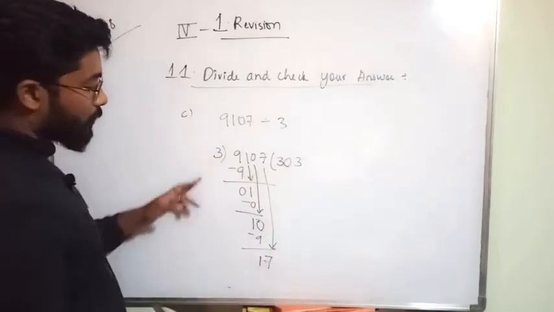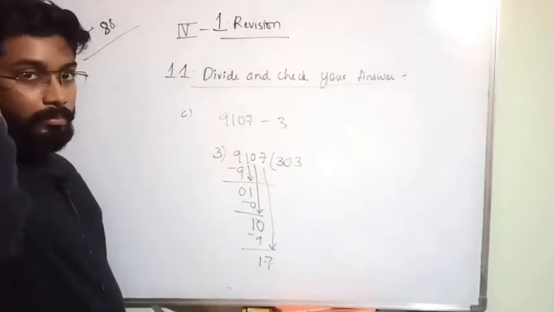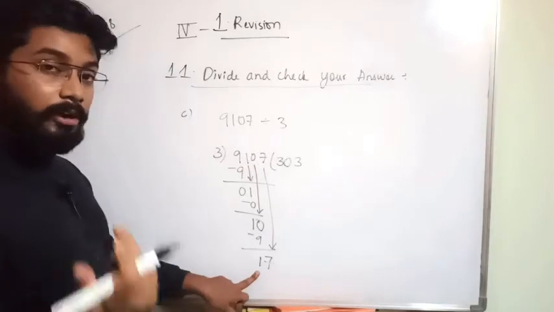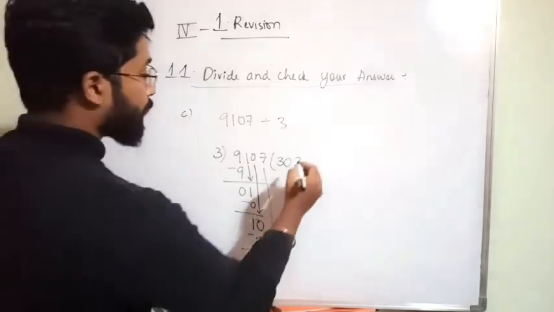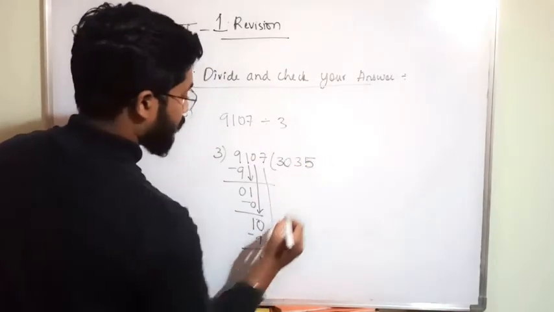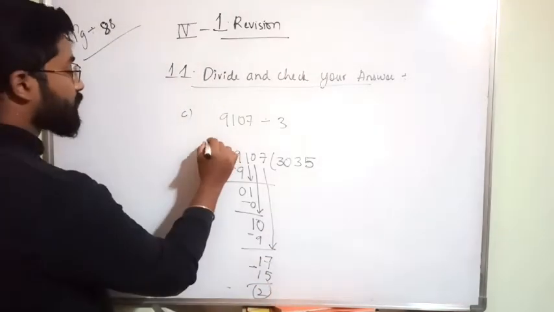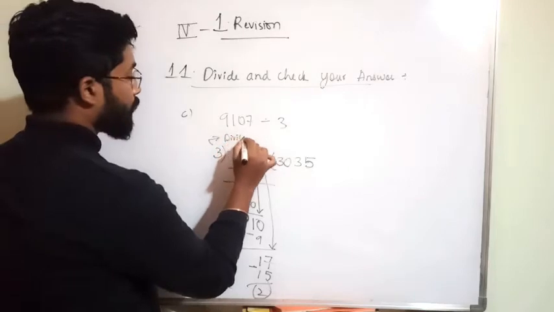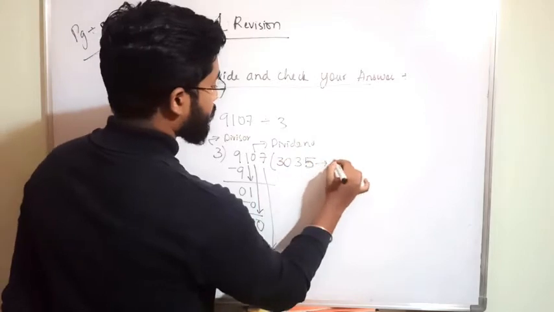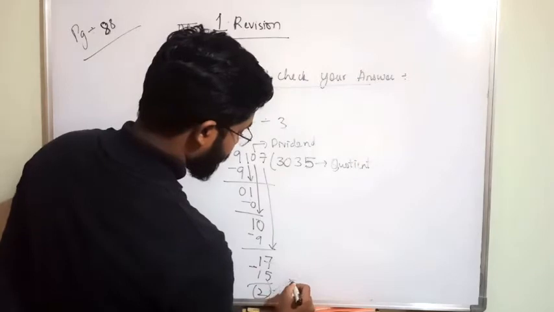Bring down 7. In the 3 table will you get 17? No. We get 18, 3 6s are 18, but we will not get 17. What you will get is 15. 3 5s are 15. So 17 minus 15 is how much? 2. This is the remainder. This is the divisor. This is the dividend. This is the quotient. This is the remainder.